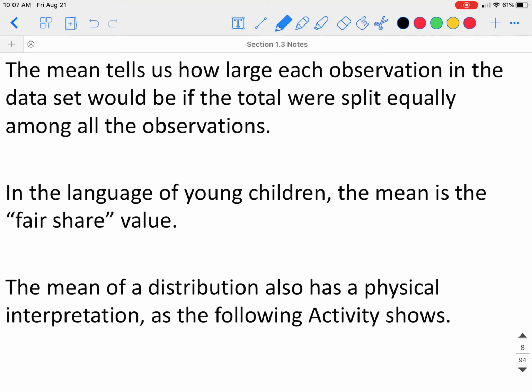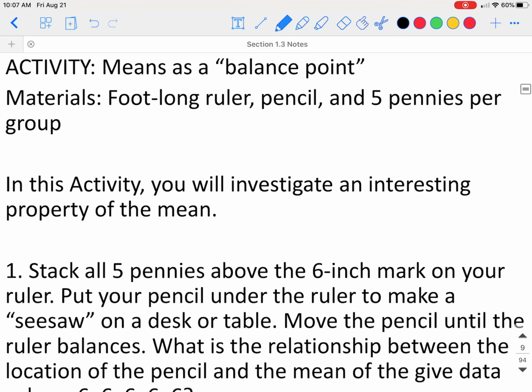The mean tells us how large each observation is in a data set if all of the data were equally split among the observations. So this is kind of like a fair share. If we were to collect everyone's marbles and redistribute those marbles so that everyone has the same amount, the amount that each person has would be the average.